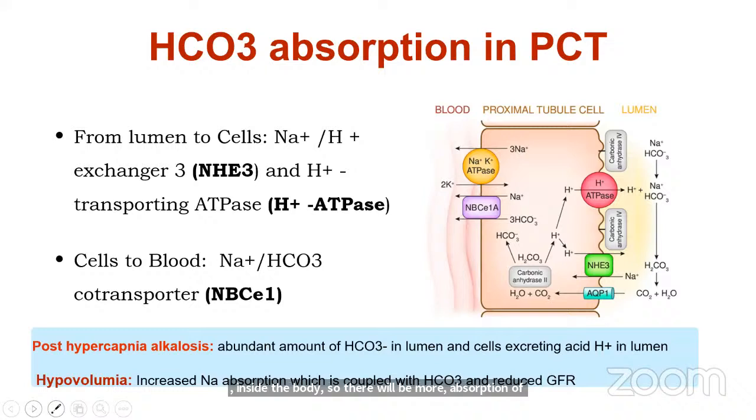And in hypovolemia, there will be more sodium absorption, and the sodium will get absorbed along with the bicarbonate, so there will be more bicarbonate absorption. And as there is hypovolemia with low GFR, your ultimate bicarbonate excretion through the body will be less. So because of that, in hypovolemia, you will have metabolic alkalosis.